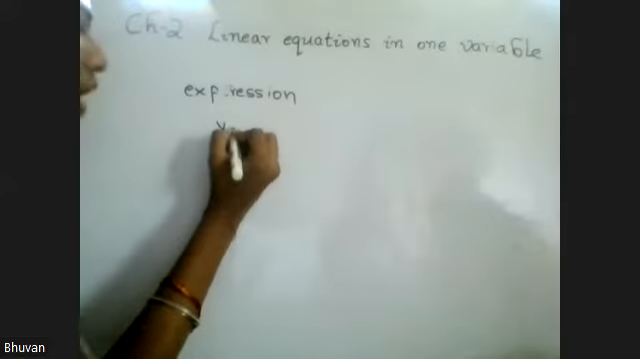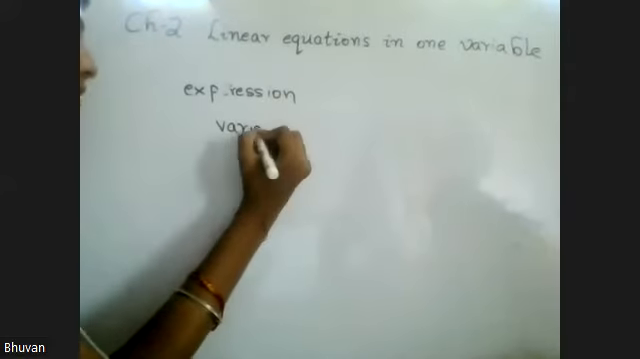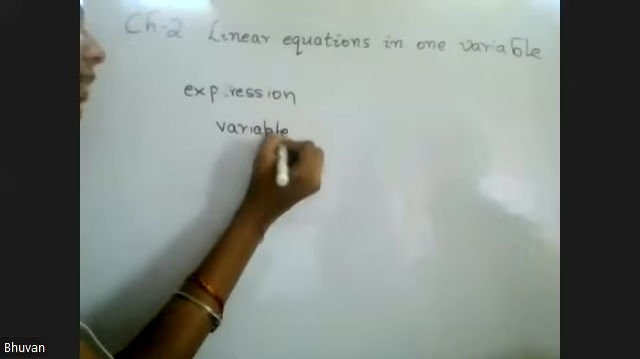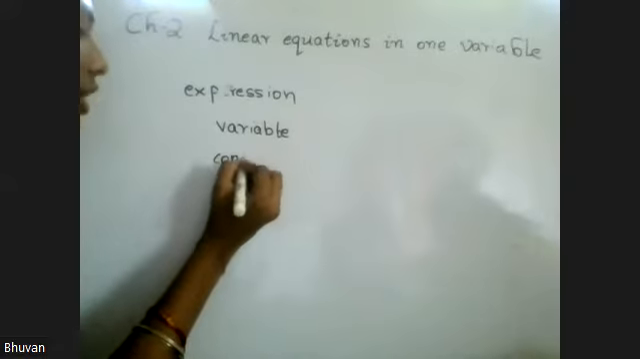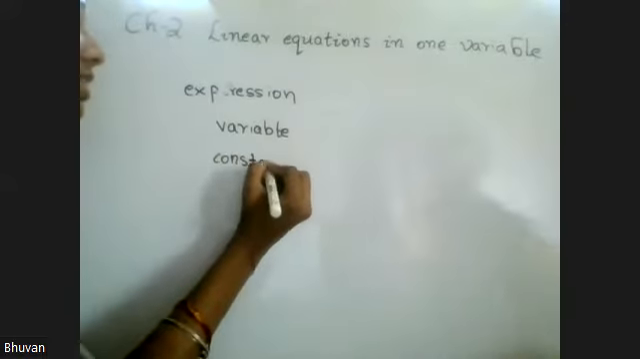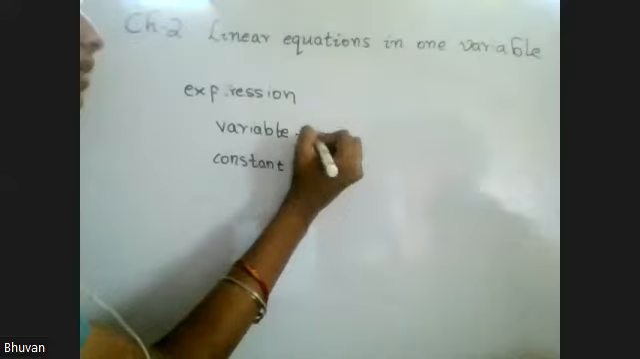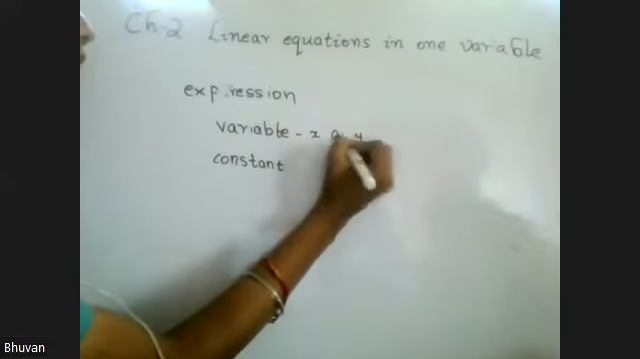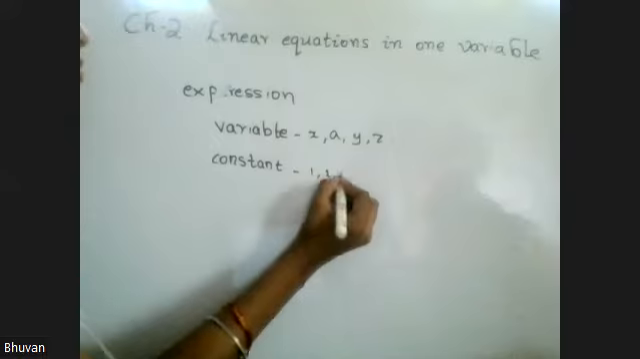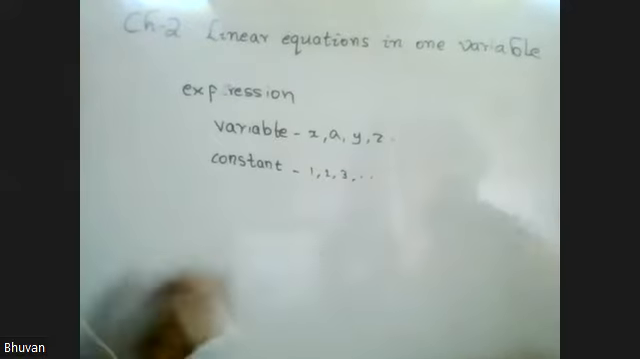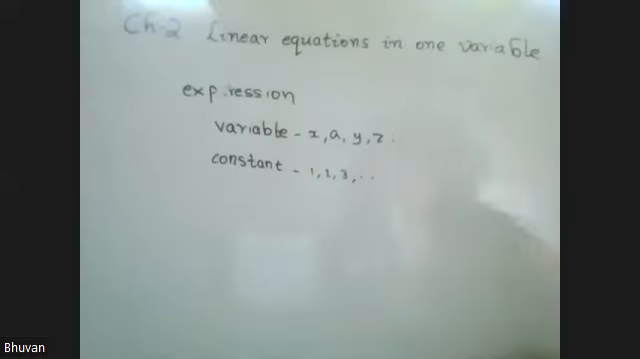So first we should know what a variable is in order to know what an expression is. A variable is something which does not have any fixed value. And what is a constant? A constant is something which has a fixed value. A variable can be x, a, y, z, etc. A constant can be 1, 2, 3, up to infinity, any number, which has a fixed value and its value cannot be changed. But the value of a variable changes depending upon the question.